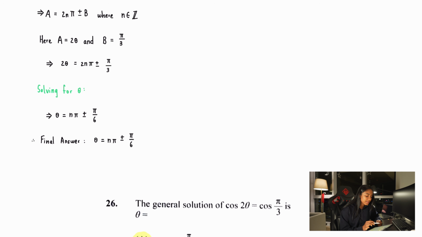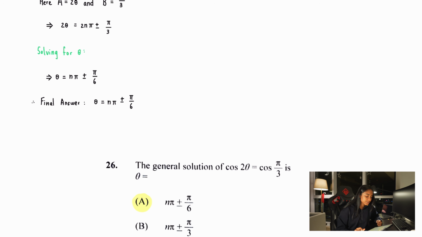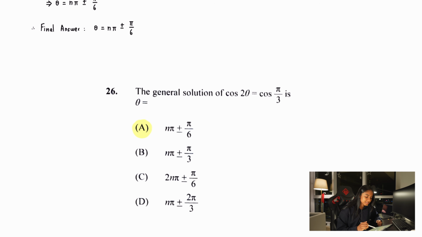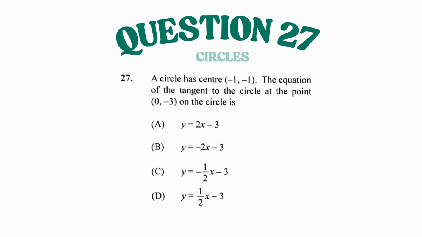So we know that 2θ is equal to 2nπ plus or minus π/3. Okay, so we're going to solve for θ now. All we have to do now is just divide, of course, there and there. And we're going to get θ is equal to nπ plus or minus π/6. And we can match that with A.